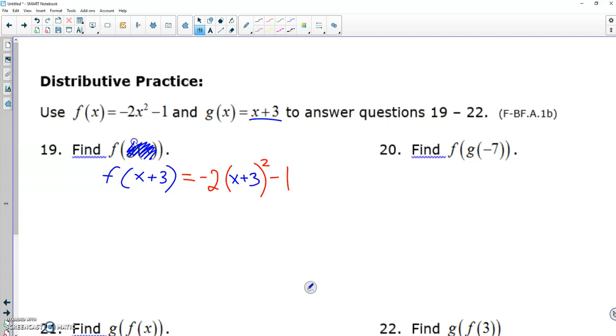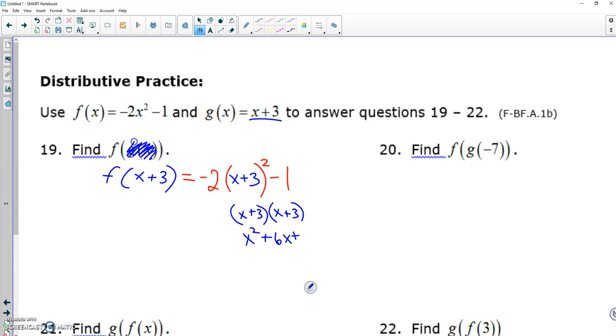Now the biggest mistake people make is they try to distribute the -2, or they try to distribute the exponent. That's all wrong. You have to do order of operations, so you've got to do PEMDAS first. PEMDAS states to do x plus 3 first, because we have to do the exponent first. So x plus 3, x plus 3.